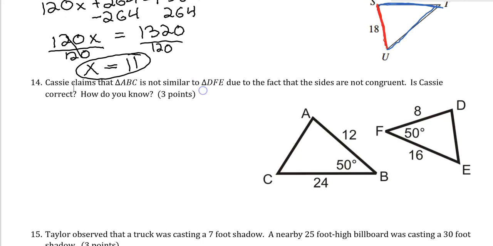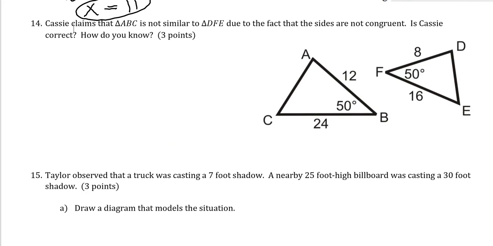All right, looking at number 14, Cassie claims that triangle ABC is similar to triangle DFE due to the fact that the sides are not congruent. Is Cassie correct? How do you know? Okay. So, first thing I have issue with in Cassie's claim is for triangles to be similar, right, which is what she's saying, sides do not have to be congruent. Angles have to be congruent, not sides. Okay, and that's what I have here.